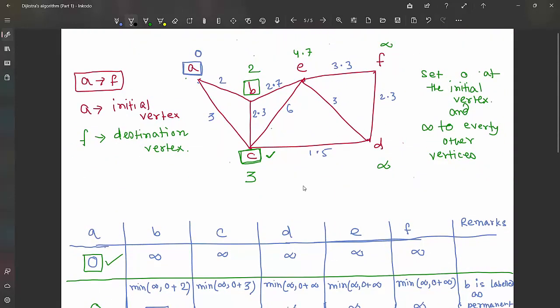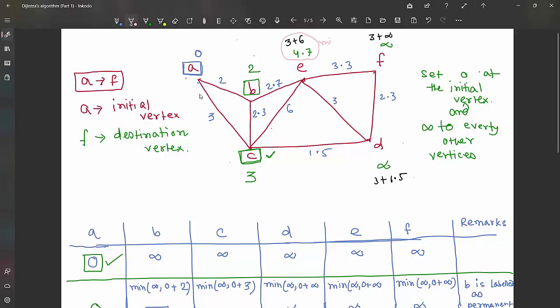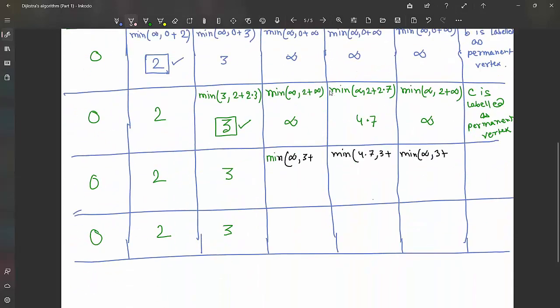So that means from C to E, it will be 4.7 plus 6, it is updated. Not 4.7, it is 3 here, and then 3 plus 6. Previously it is 3, and now we add 6 here because there is a distance of 6 units. From C to D, it will be 3 plus 1.5, and from C to F, no direct edge, so this is 3 plus infinity. And after that again the same thing, we will take the minimum value of these variables. And after that just set it.